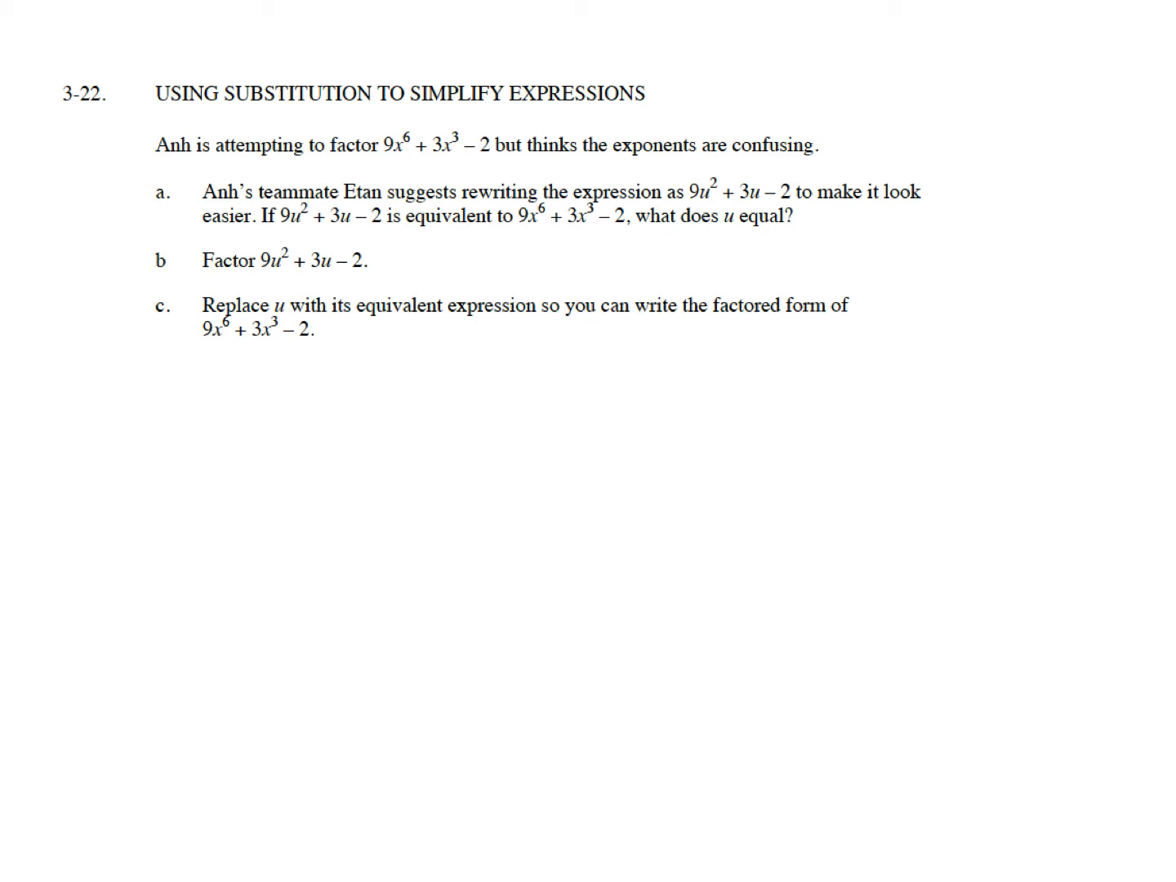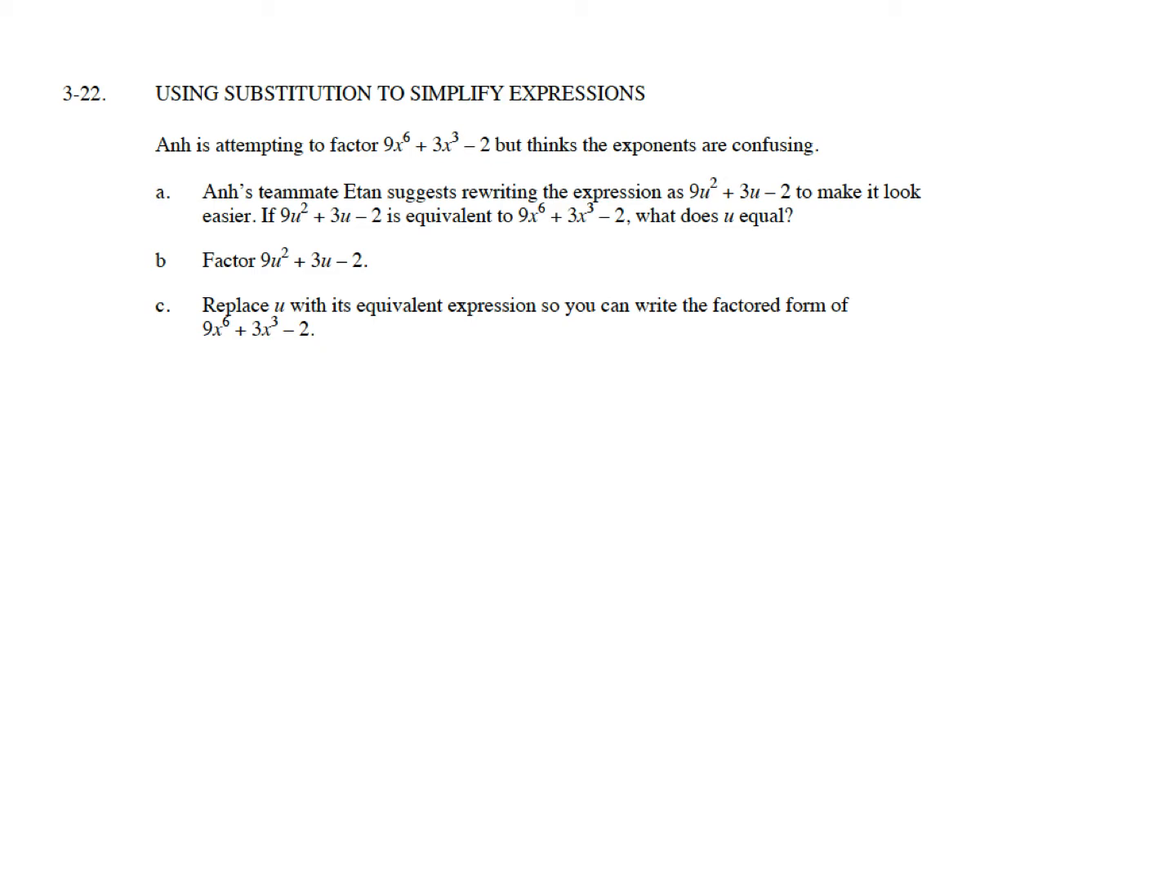So here is the setting of the problem. On is attempting to factor 9x to the 6th plus 3x cubed minus 2, but thinks the exponents are confusing. So On's teammate, Eaton, suggests writing the expression as 9u squared plus 3u minus 2 to make it look easier.